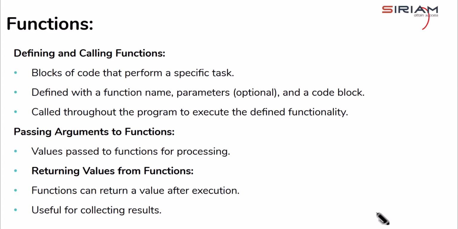So that is called a function, where a block of code performs a specific task which is predefined, right? Defined with a function name and parameters. What is a parameter? The input that we are using inside that block of code is called the parameter. That is called throughout the program and executes the defined functionality. So anywhere in the program, if you want to execute the same thing, you simply call it by the name of the function, passing the arguments.